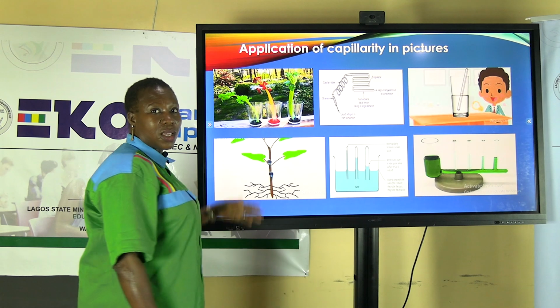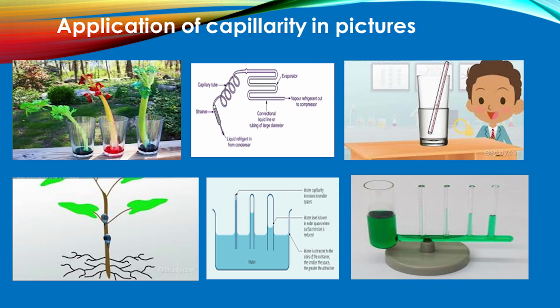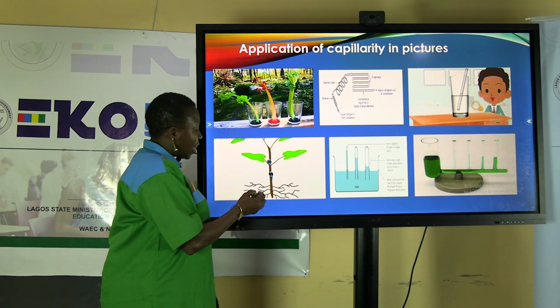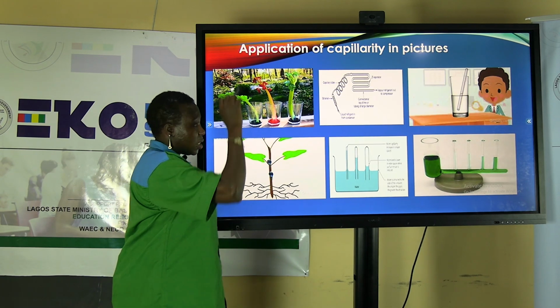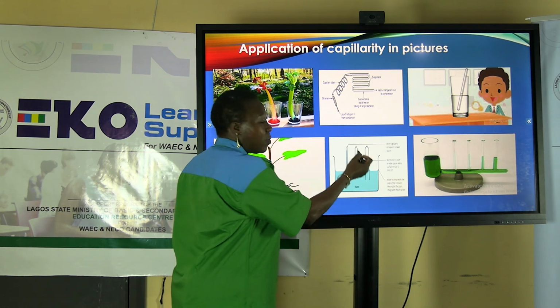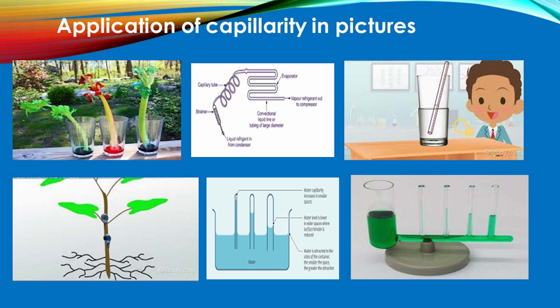This diagram depicts the applications I've explained before. You can see this is a plant growing in different liquids, and you can see it absorbing the liquid. This is the back of the refrigerator, and this is the coil at the back of the refrigerator, and you can see the straw in the glass cup. And this is how the capillary action takes place from a tree through the apex of the leaves. And we have three types of narrow tubes here. You can see the level at which the water rises in the tube depending on the size of the tubes.